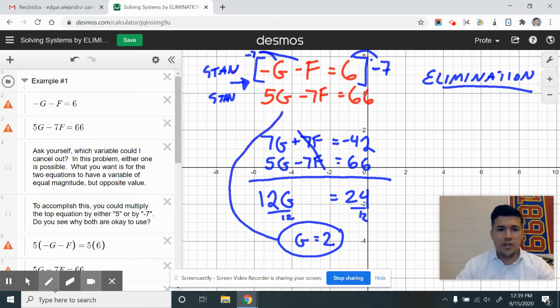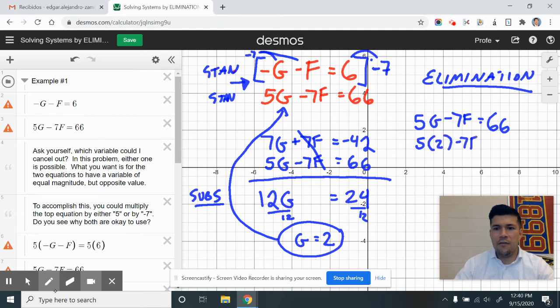Now at this point, because we need to finish this in 5 minutes, I'm going to take my value for g and go back and substitute it. So you never really get away from substitution. I'm going to substitute it into my second equation, 5g minus 7f equals 66. So replace g with 2. 5 times 2 minus 7f equals 66. In other words, 10 minus 7f equals 66.